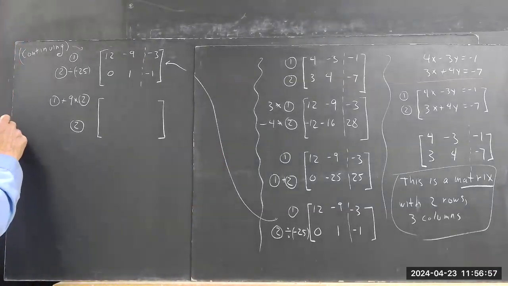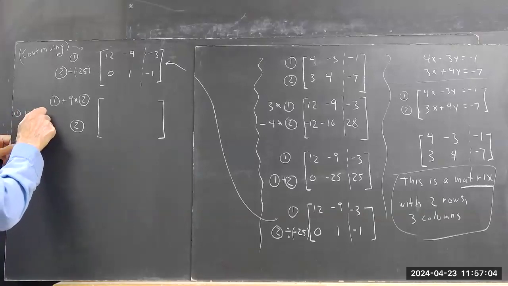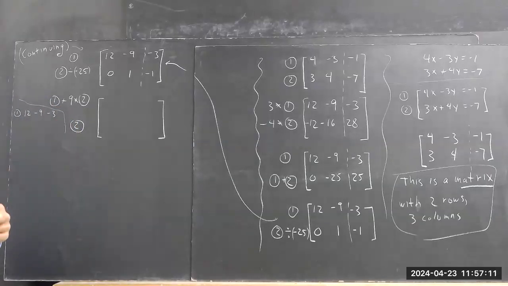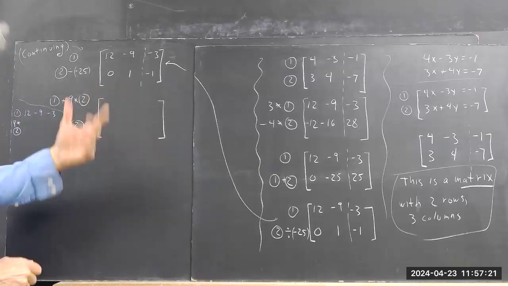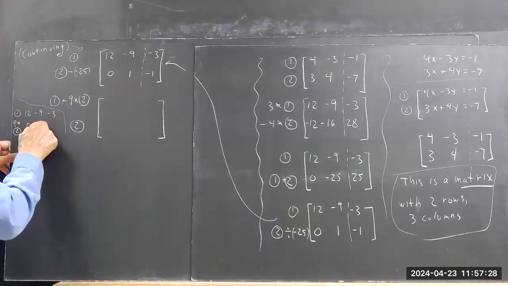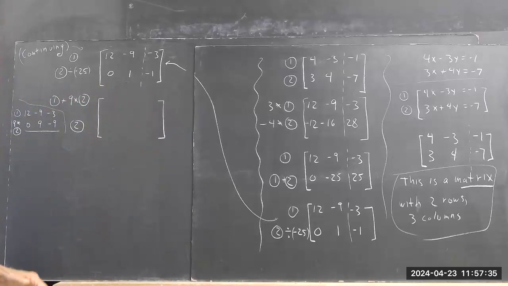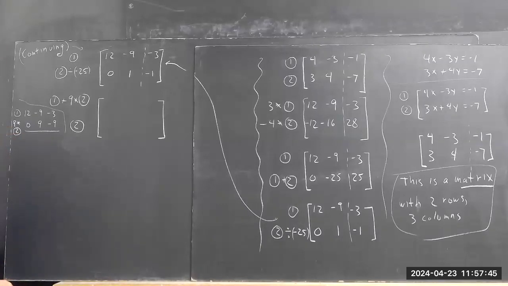Okay, so watch this. Row 1 is 12, -9, -3, right? And 9 times row 2 is pretty easy to calculate. Row 2 is 0, 1, -1. 9 times that is 0, 9, -9. Now, we never want this row to appear in any of our matrices, but off to the side again, so we don't mess up the beautiful alignment of our matrices. We write it out like this, and what do we get?